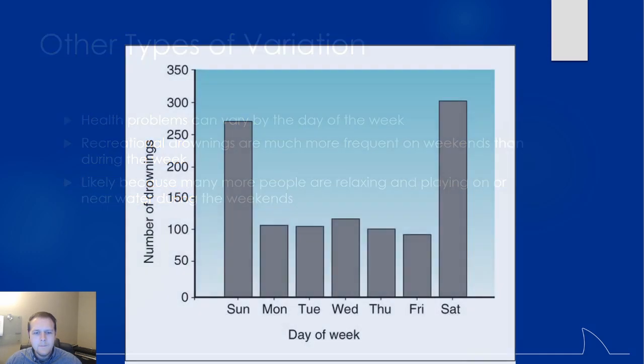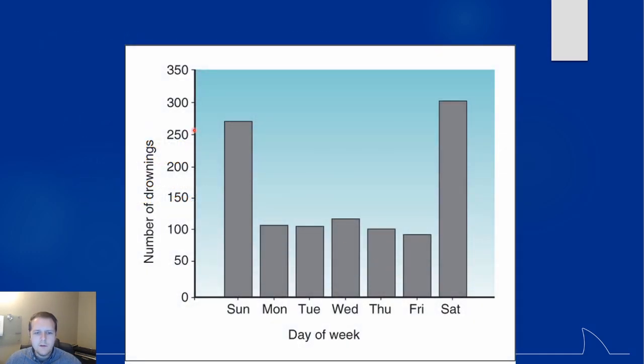the weekdays. Here you can see a graph where you look at the number of drownings. You notice Saturday and Sunday tend to be the highest incidence here. They can happen on other parts of the week, but again, much more likely when everyone's at home and kids are playing and things like that, right?